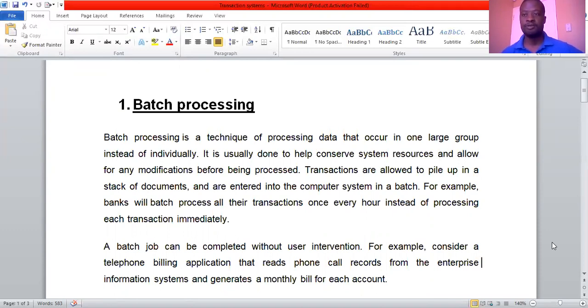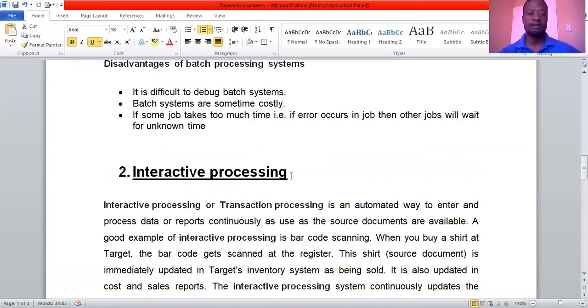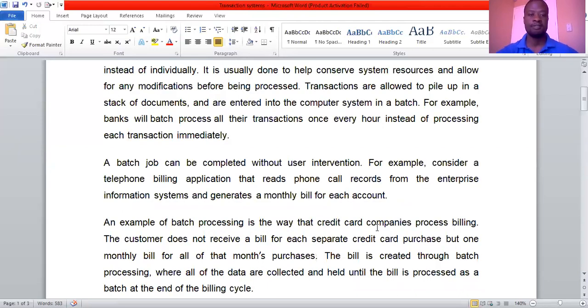And we are going to look at two types of processing systems. We're going to look at batch processing system, and also the next processing system that we'll be discussing is interactive processing system or transaction processing system. Okay, so we are going to look at the difference between these two processing systems.